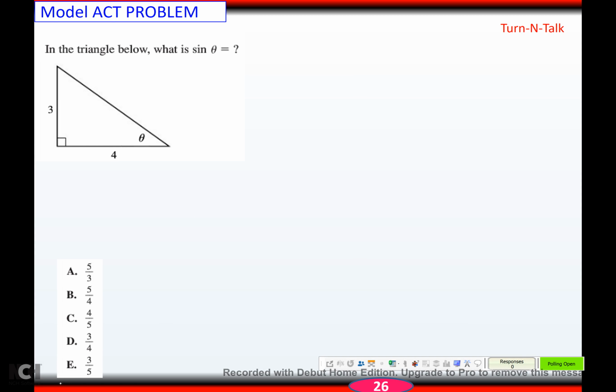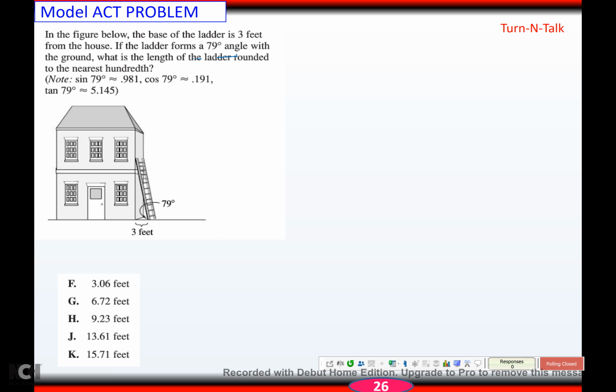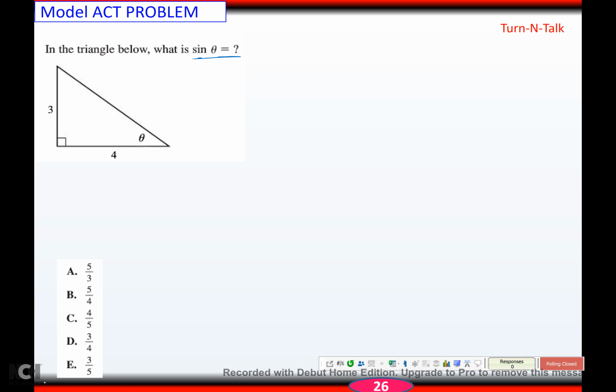Hit pause. Come back when you're ready. And hopefully you got 3/5. In the triangle below, what is the sine of theta?